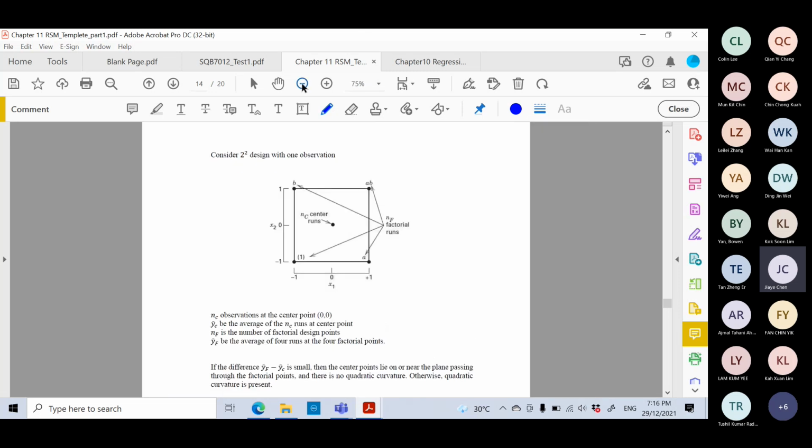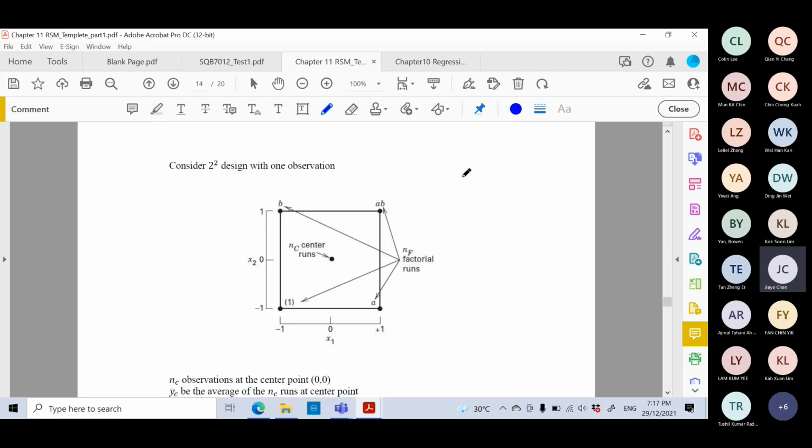So the following diagram will tell you what is called the center point. In this diagram, I just show you an example of the 2 power of 2 design with only a single observation. This one is a low level for both. This one is a high level for A. This one is a high level for B. This one is a high level for both of them, and we give the notation as AB. So these are the 4 points here.